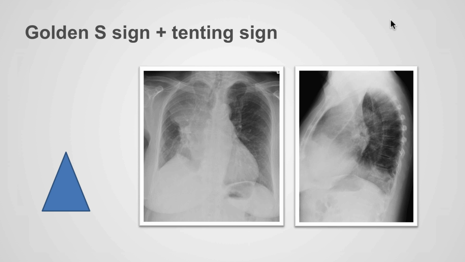Sometimes also we can see an unusual appearance of the diaphragm with upper lobe collapse. This is called a tenting sign and is due to pulling of the diaphragm superiorly due to the volume loss within the upper lobe. And this can be seen with right upper lobe collapse as well as with left upper lobe collapse.